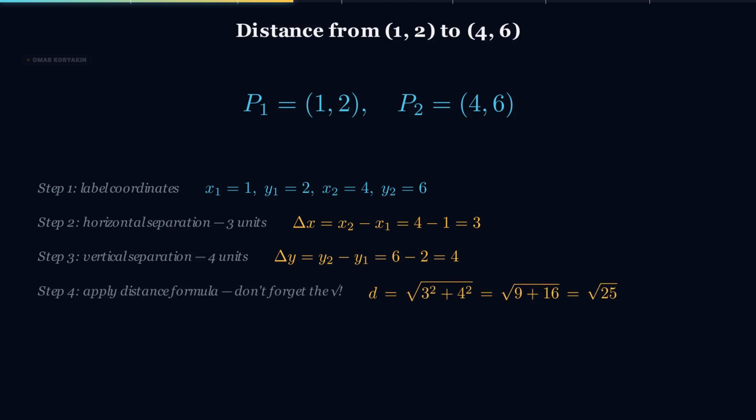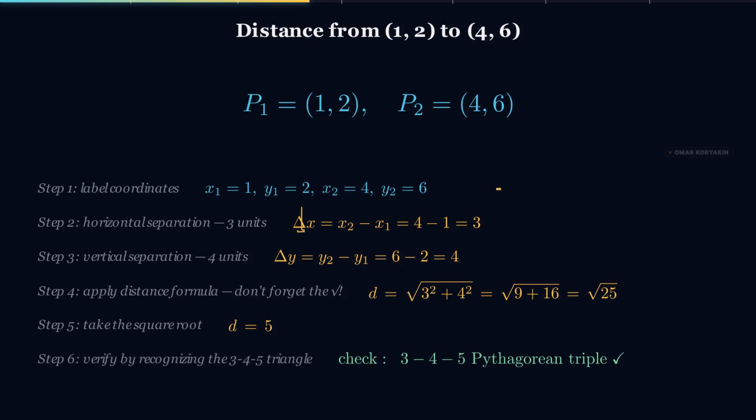Step 4. Verify by sketching the right triangle. The 2 points form a triangle with horizontal leg 3, vertical leg 4, and hypotenuse 5. This is the classic 3, 4, 5 right triangle, the simplest Pythagorean triple, and the result of 5 for the distance is consistent with that geometric pattern. Sanity check passed. So the distance is 5 units.